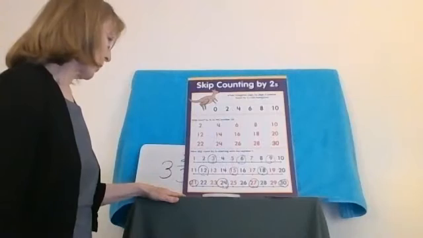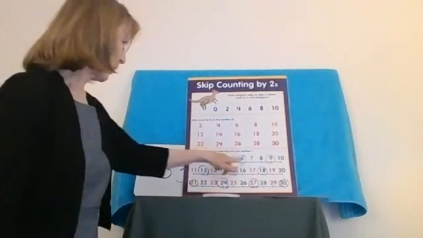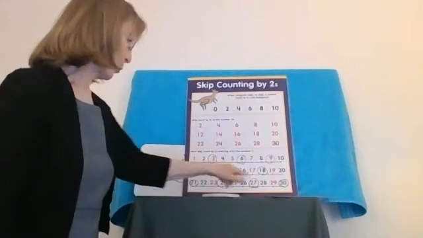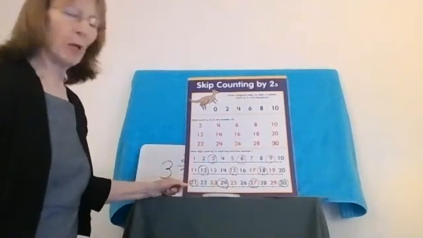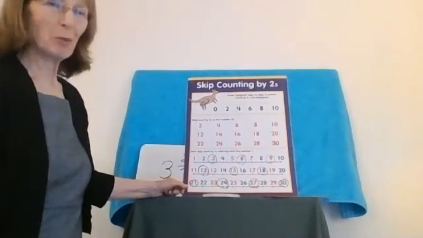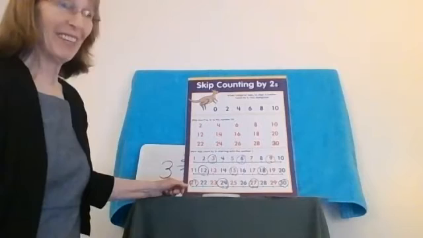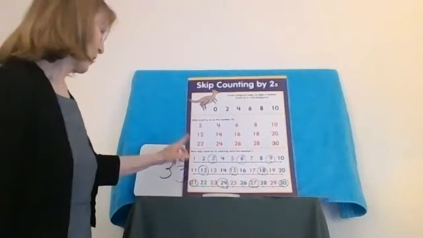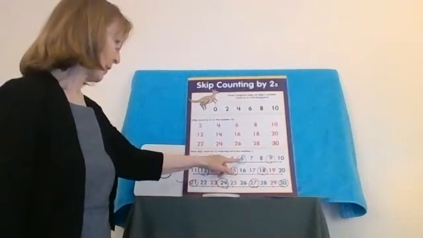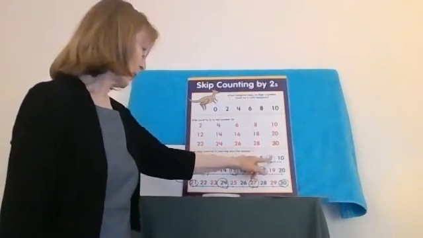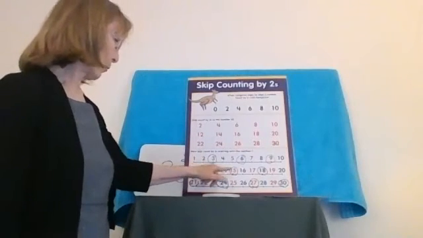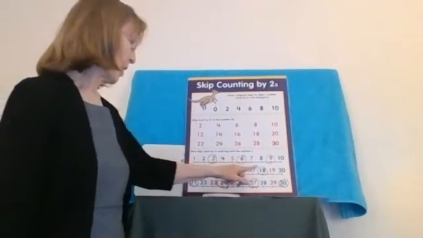When you count by threes, you're saying the answers to a multiplication group. If we count by threes, what multiplication group are we multiplying by? 3. 3 times 1 is 3. 3 times 2 is 6. 3 times 3 is 9. 3 times 4, 12. 3 times 5, 15.